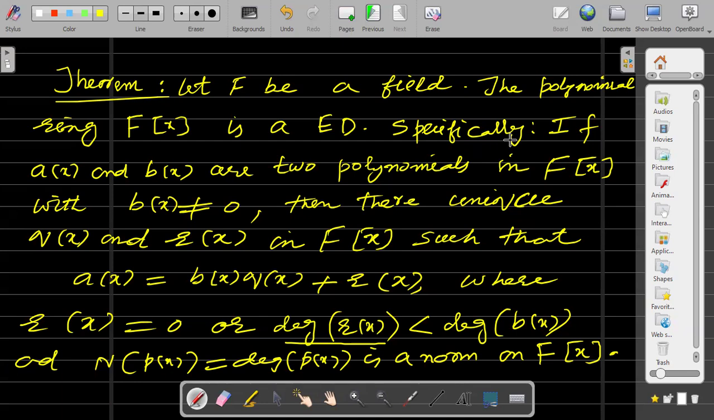So this is the statement of this theorem. Every Fx is a Euclidean domain. Specifically, we can state it like this: if we have two polynomials Ax, Bx, if Bx is non-zero in Fx, then we can find unique polynomials Qx and Rx in Fx such that Ax is Bx times Qx plus Rx, with Rx either 0 or its degree, or you can say its norm, is less than the norm of Bx.